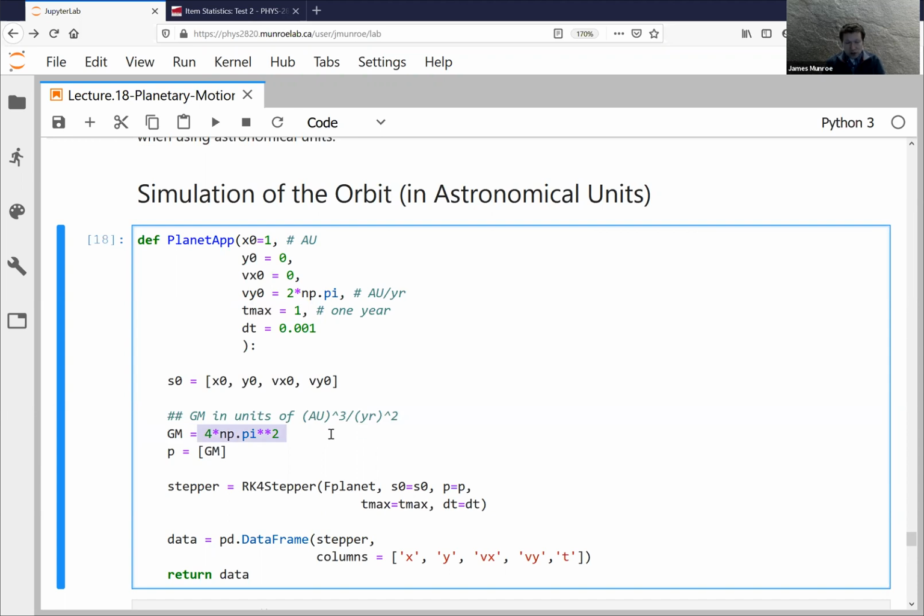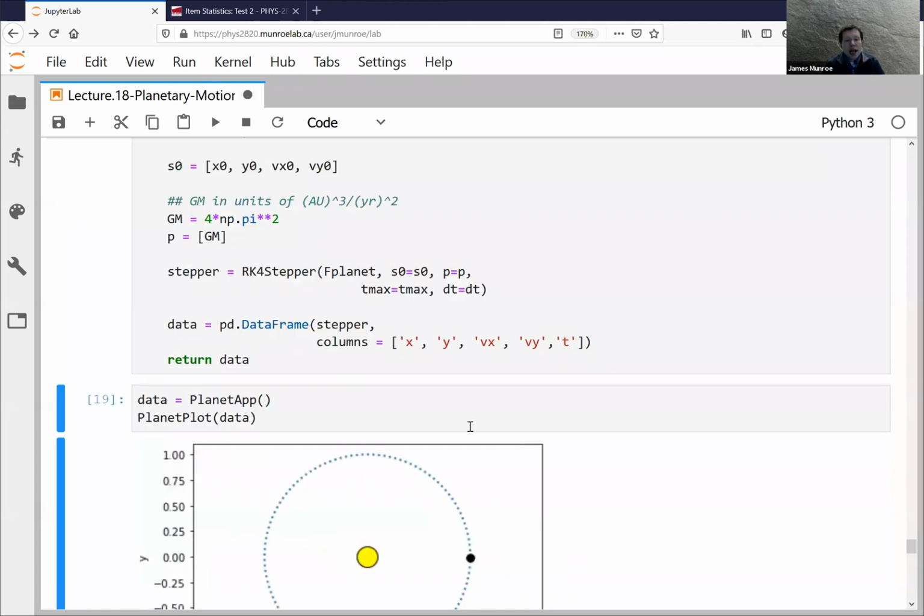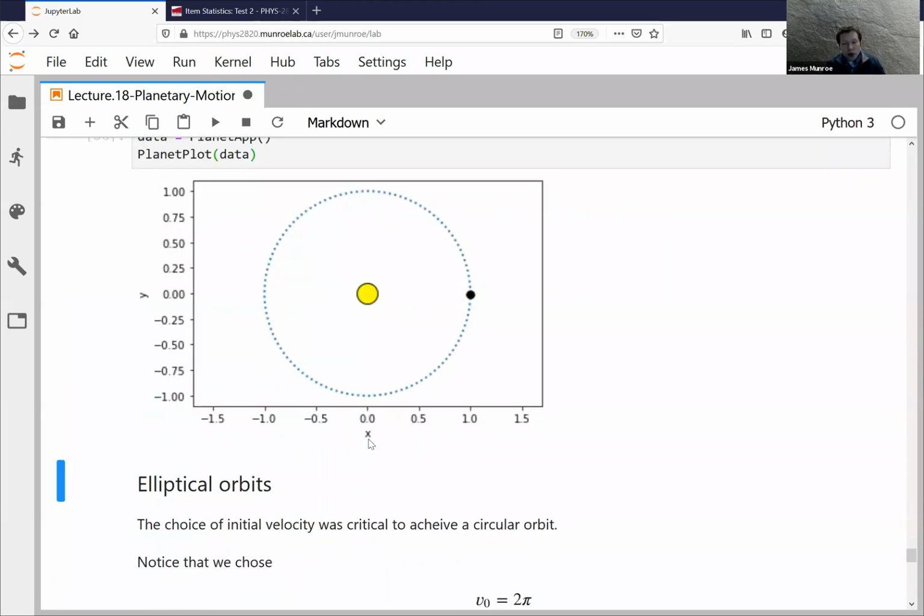The constant is just 4 times pi squared. The code stays the same though. And then I can do my simulation. Now the labels are in terms of astronomical units, so we don't have to worry about any 1 times 10 to the 11th numbers. In astronomical units, now it's 1 and 0 for the Earth. The Earth isn't perfectly circular. It's just very close to being circular.